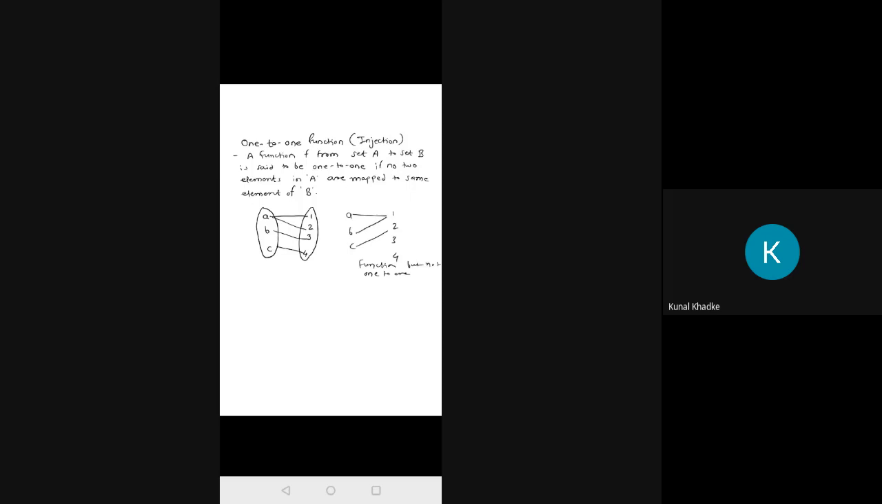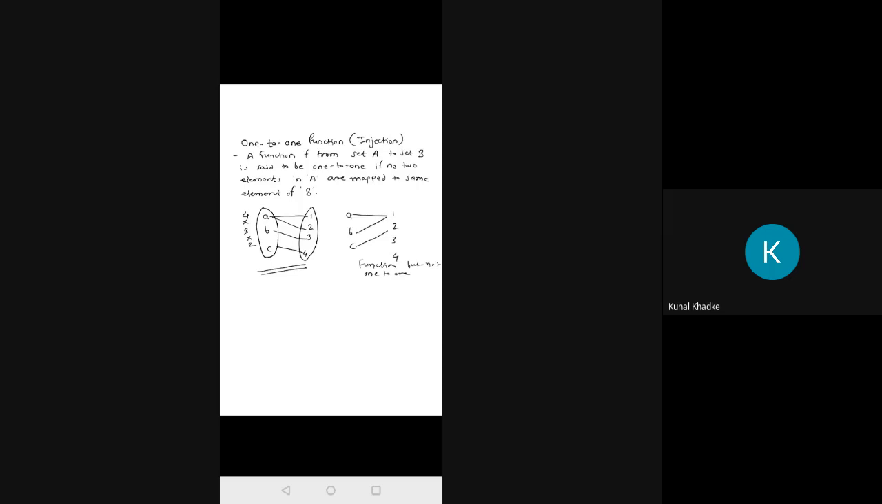So tell me, for element A, how many options do we have here? For element A, how many options do we have? For B, yes. So this is how many options we have.